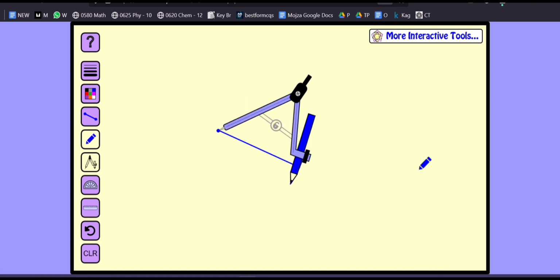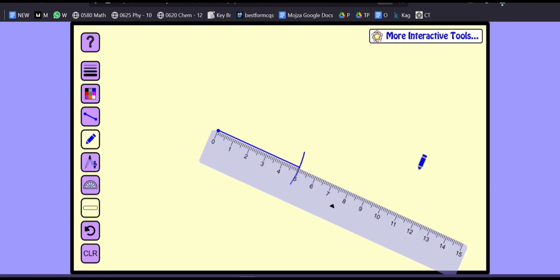Now I'm going to make a line that indicates that this is 5 centimeter line. Okay, so this is a 5 centimeter line. I'm not labeling this. This is I, this is H, and this is 5 centimeter.